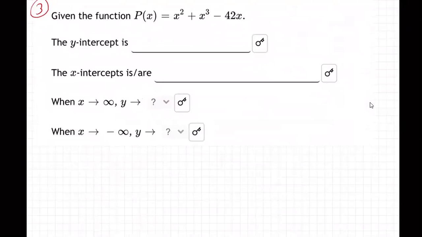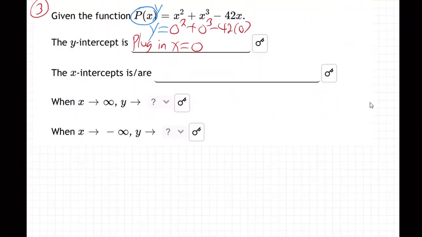So let's do that. Coming down here, to find this y-intercept, I'm going to plug in x is 0. You always plug in the opposite letter 0 to find an intercept point. So how am I going to do that? Well, where's y first off? This is y, isn't it? Remember, the function is always y. So y equals, you plug in 0, you get 0 squared plus 0 cubed minus 42 times 0. That's going to be y equals 0, isn't it?